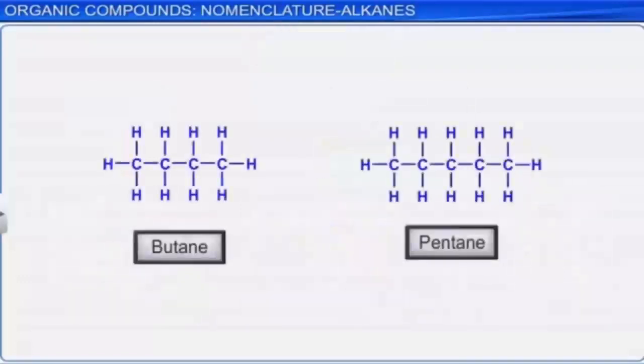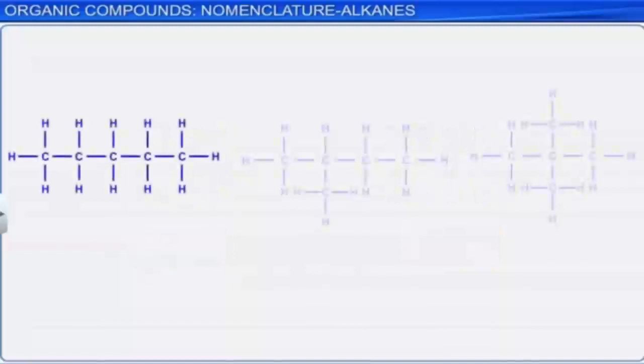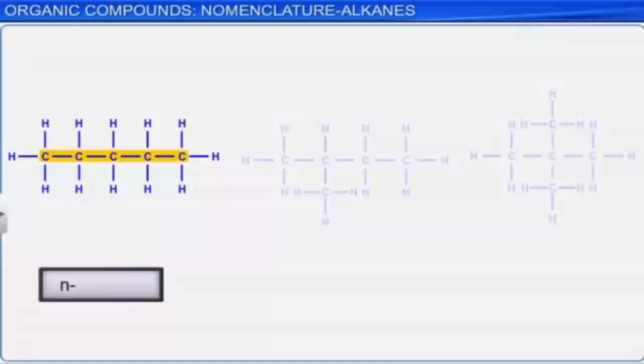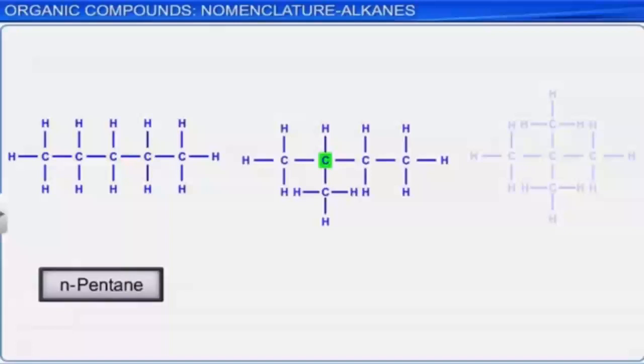Now let us see how in the trivial system the various straight chain and branched chain alkanes such as butane and pentane are differentiated. If all the carbon atoms form a continuous straight chain, that is, without branching, then the prefix n is given to the name of the alkane. For example, for the structure shown here, which consists of a continuous chain of 5 carbon atoms, the name given is n-pentane.